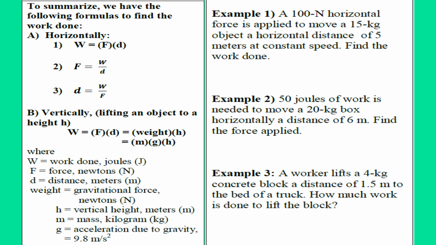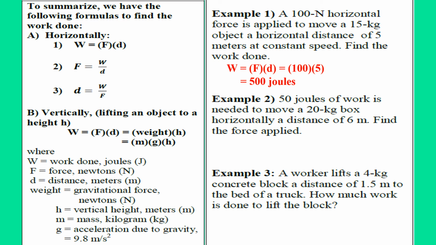Example number 1. A 100 newton horizontal force is applied to move a 15 kilogram object a horizontal distance of 5 meters at constant speed. Find the work done. So, using formula number 1, work equals Fd, which is equal to 100 times 5, which is 500 joules.